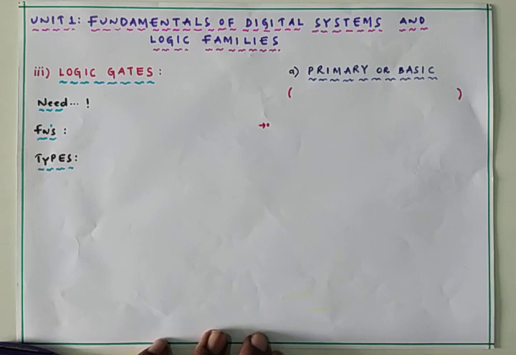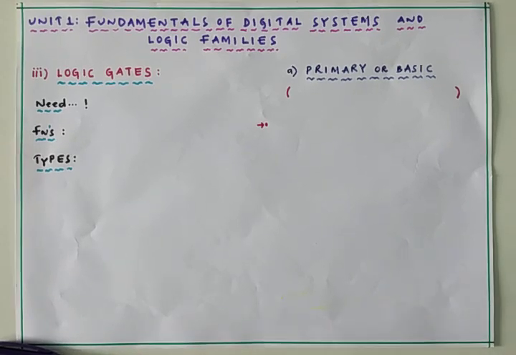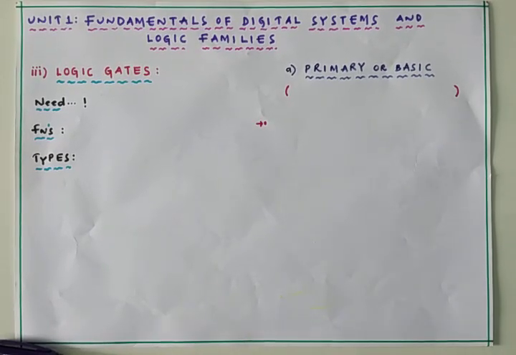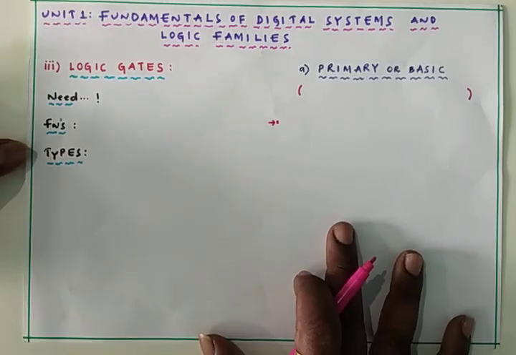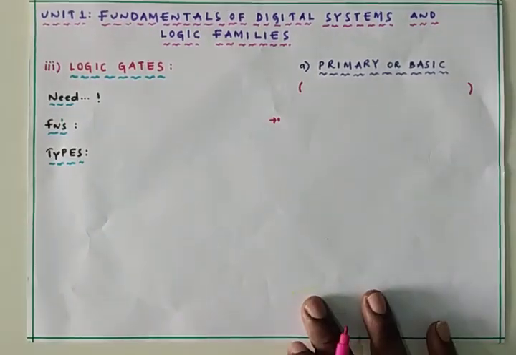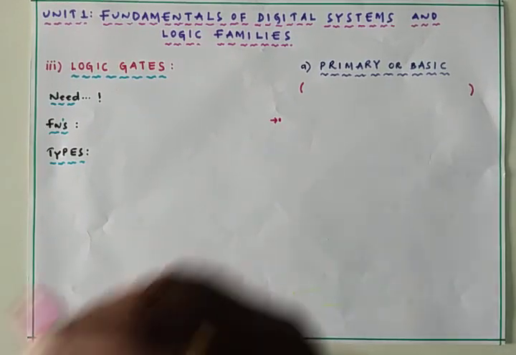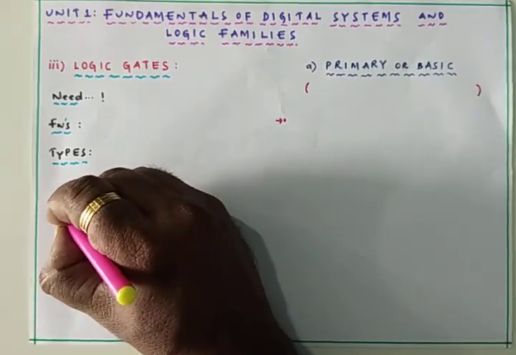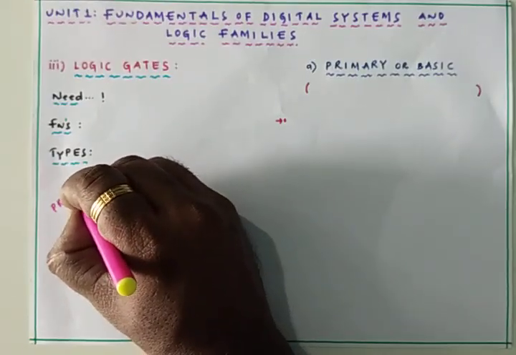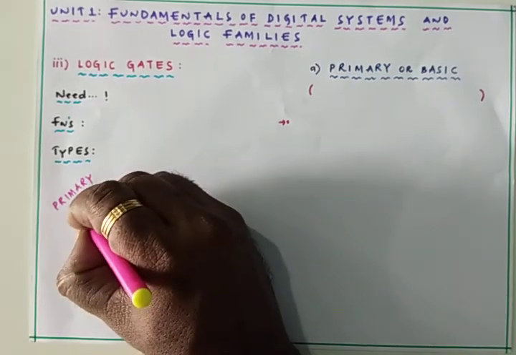To accomplish those logical operations, we have various types of logic gates. The logic gates are broadly classified into three categories. First class is named as primary gates or basic gates.